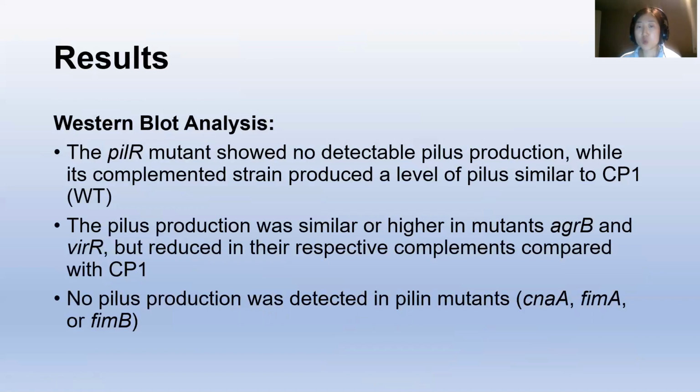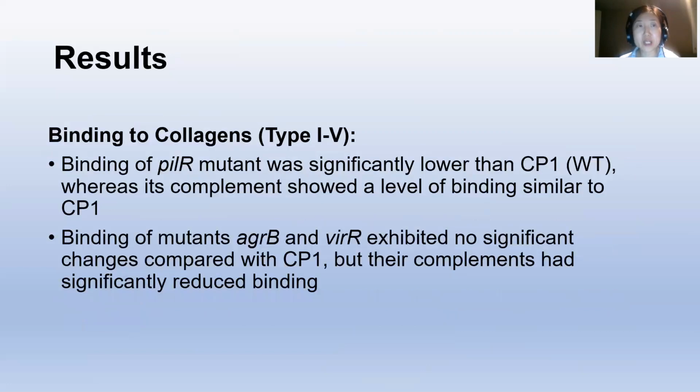The pilus production was similar or higher in mutants AgrB and VirR, but reduced in their respective complements compared with CP1. No pilus production was detected in pilin mutants, CnaA, FimA, or FimB.